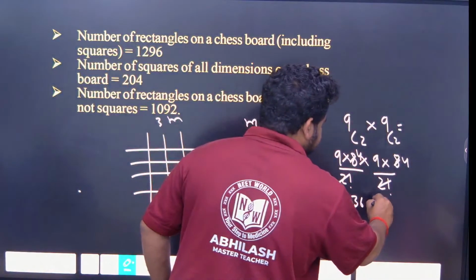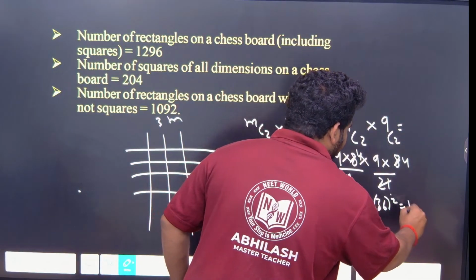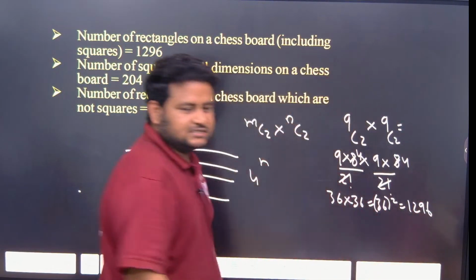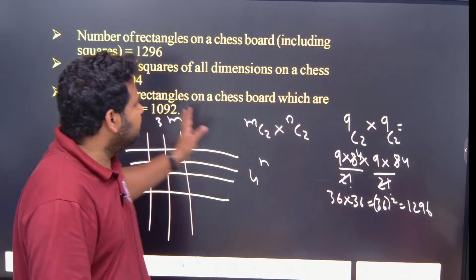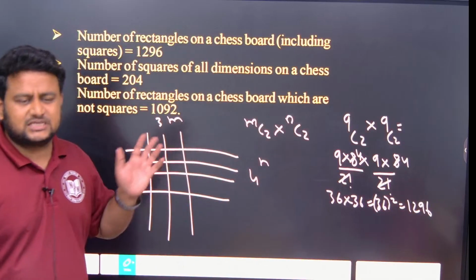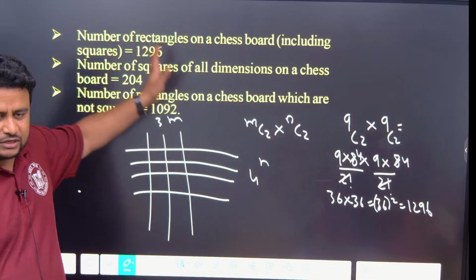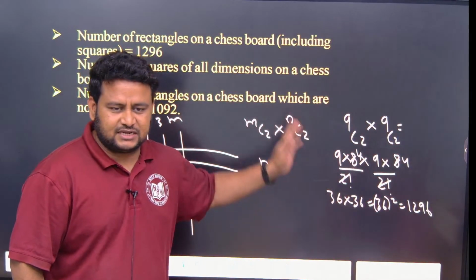So this will give us 9 4s are 36, into 36, that is 36 square. 36 square is nothing but 1296. Now if you look at the rectangles including the squares on a chessboard, you will get 1296.